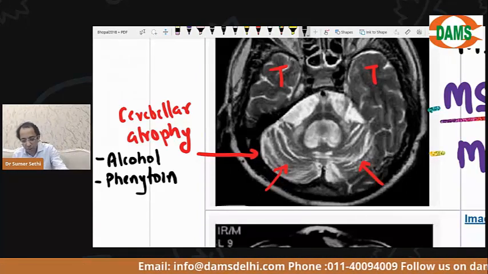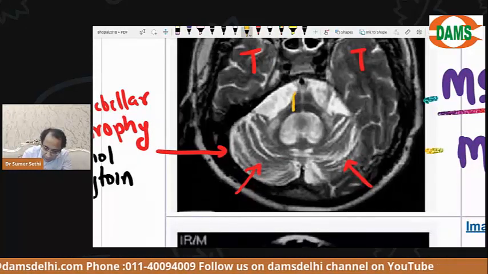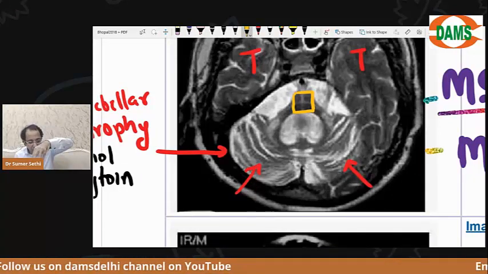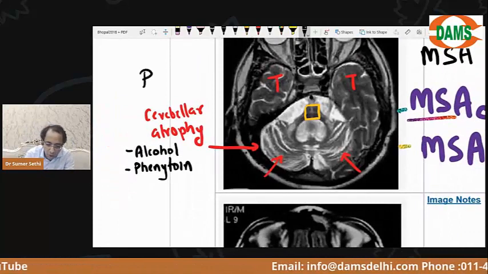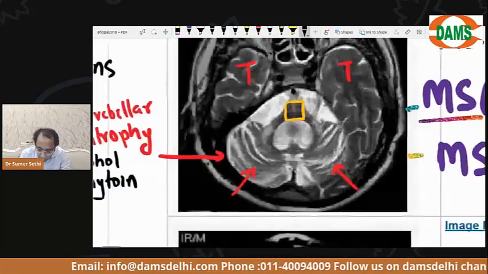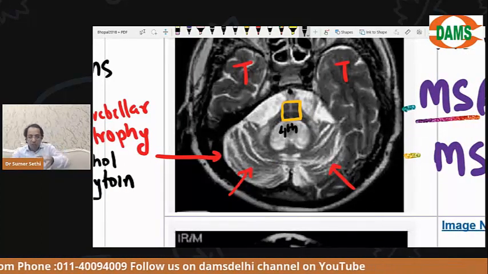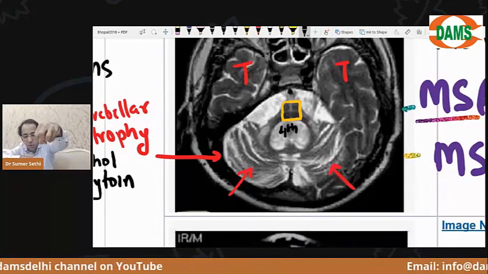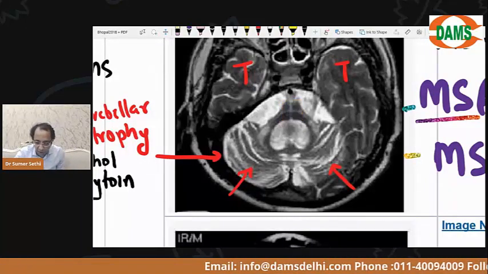But in this patient, it is not only the cerebellum which is atrophied. Look at the pons. Pons is that rounded fat thing. In this patient, it is small. So not only is there cerebellar atrophy, there is also pontine atrophy. This white thing that you see here is your fourth ventricle. The fourth ventricle is looking larger because the cerebellum has shrunk and the pons has shrunk. So you have pontocerebellar atrophy.